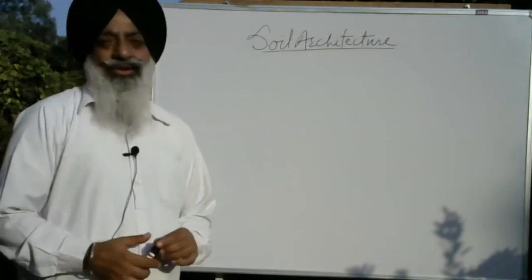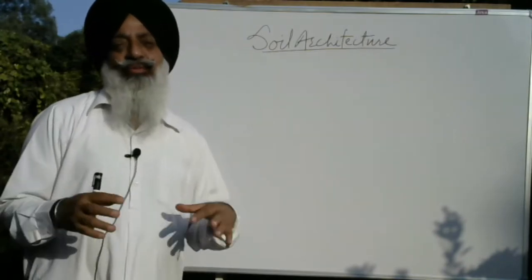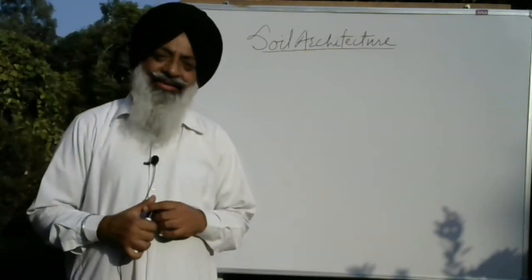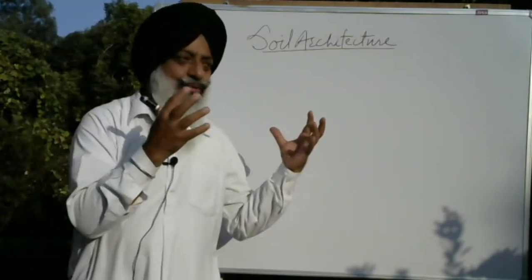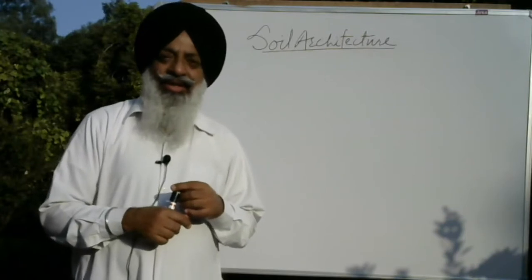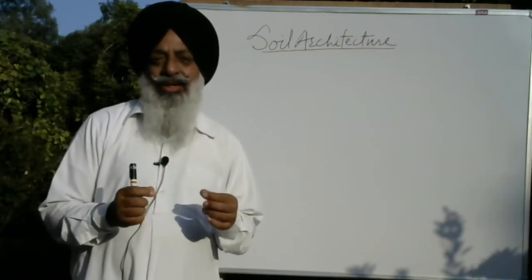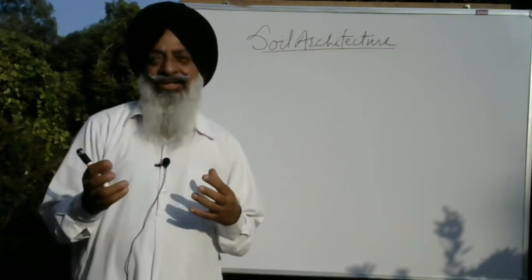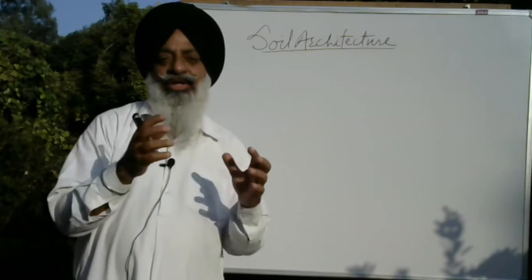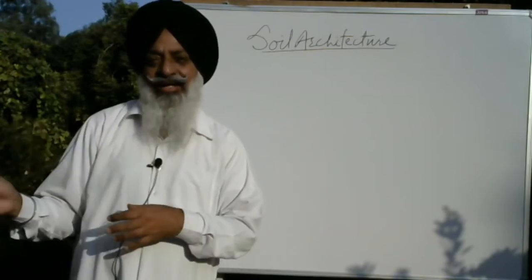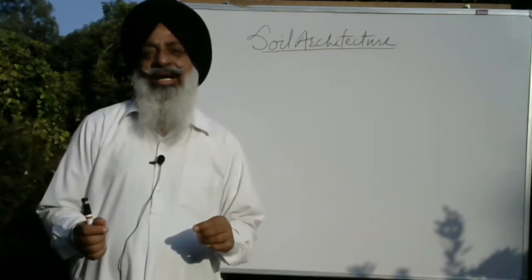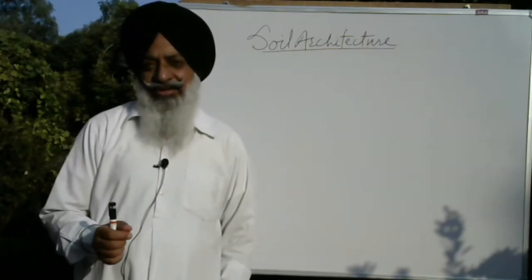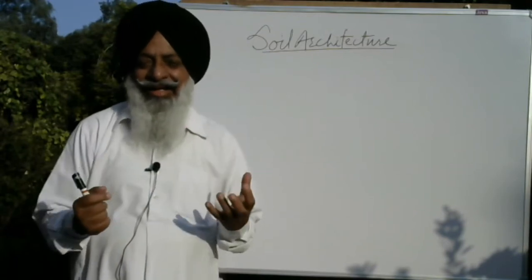Today we will study soil architecture. That means formation, how the soil is formed. In fact, I should say that the soil, what you see in nature, is in fact aggregated soil. If I say that soil is formed of three types of particles: sand, silt and clay. But you can never see sand, silt and clay as individual particles under natural conditions. So it is in aggregated form.